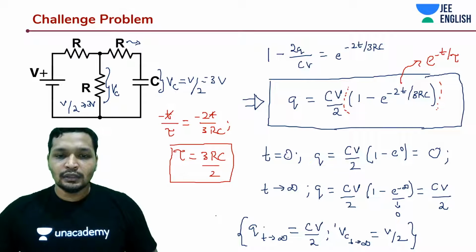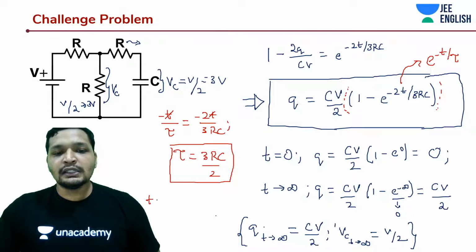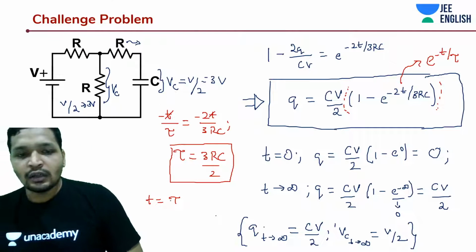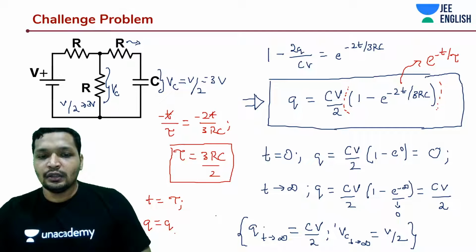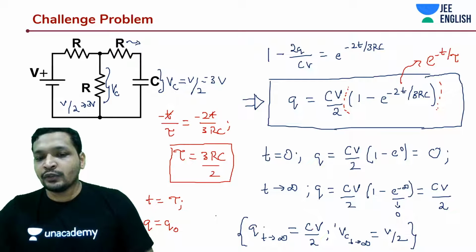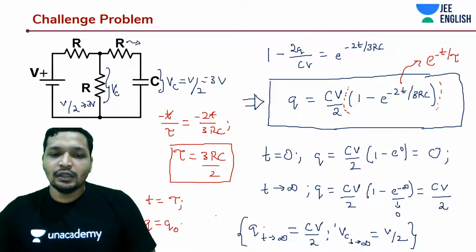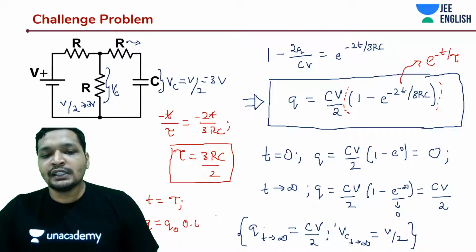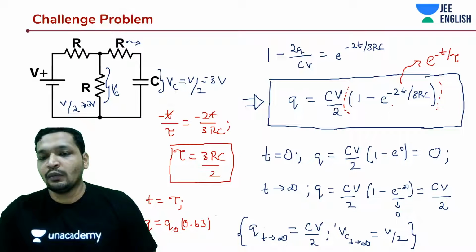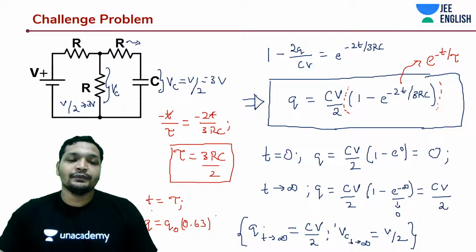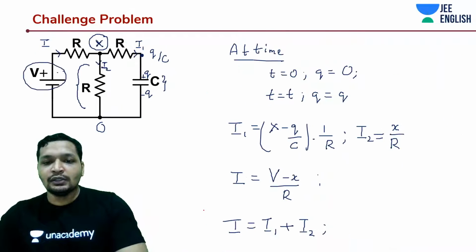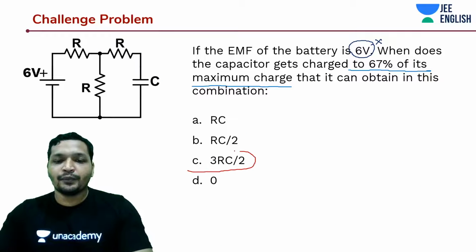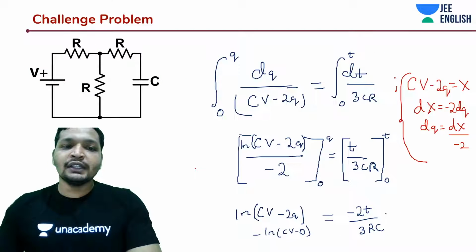What is happening? It is basically at t is equal to tau. If you are noticing it, Q is equal to Q naught. Maximum potential can be only CV by 2, so I'm going to call this Q naught. Q naught into 0.63, that is 1 minus 1 by E. Sorry, 1 by E is 0.37. I hope you understood this part. That's it. So the answer should be 3RC by 2. Really simple. Let's move on to the next question, a very similar question.